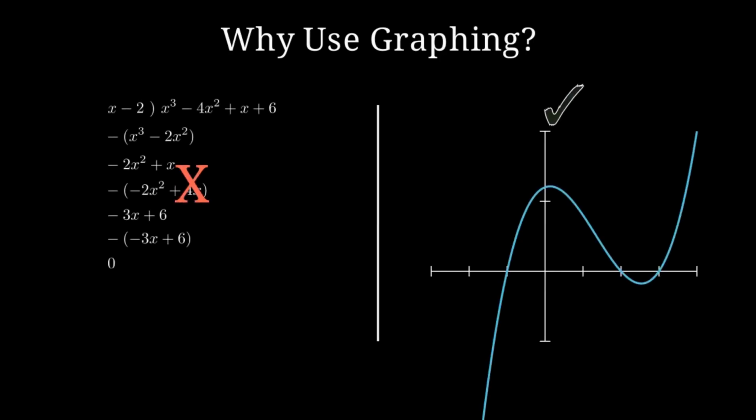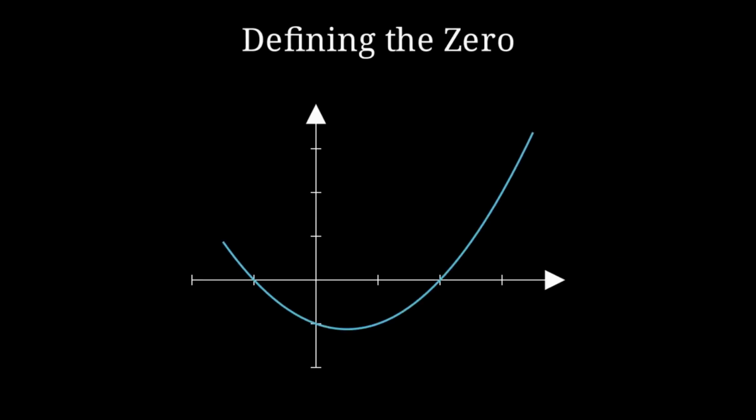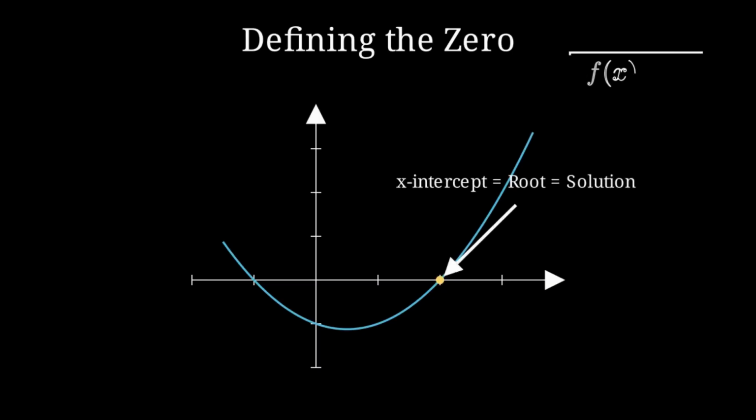Graphing allows us to see the behavior of the function and identify exactly where the output value equals 0 along the horizontal axis. Before we dive in, remember the core concept: the solutions to the equation f(x) equals 0 are the x-coordinates where the graph touches or crosses the x-axis. These are the fundamental building blocks of polynomial analysis.